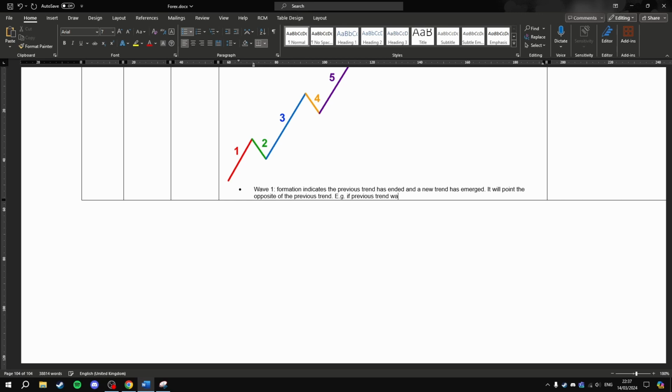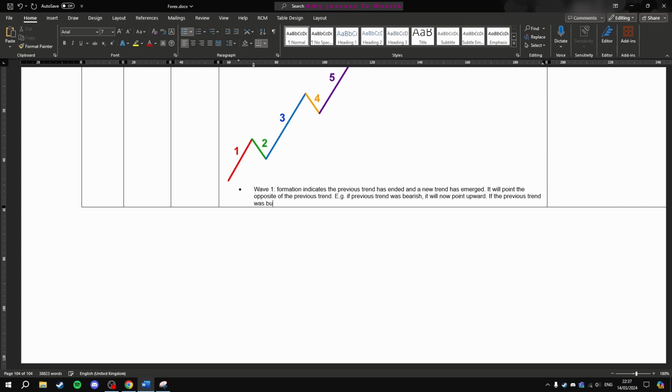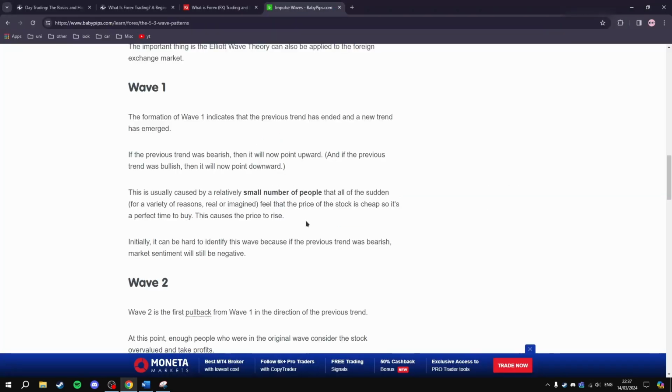Previous trend was bearish, it will now point upwards. If the previous trend was bullish, it will now point downwards. This is usually caused by a relatively small number of people that all of a sudden, for a variety of reasons, real or imagined, feel that the price of the stock is cheap, so it's a perfect time to buy. This causes the price to rise.